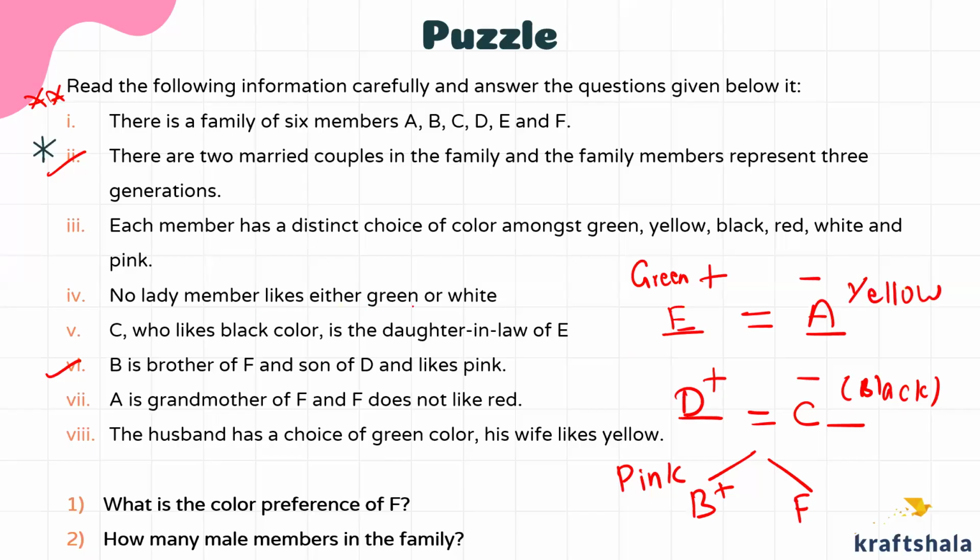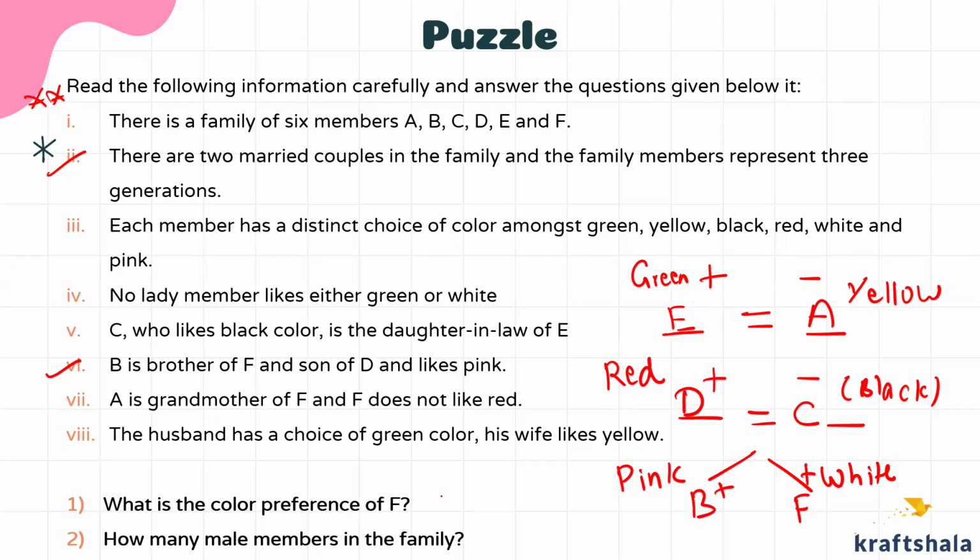Now, no lady member likes either green or white. So now 2 colors are left. One is white and one is red. Now, F does not like red, and this person is male. So if this person is male, this will definitely be red. And the only color left is white. So if F likes white, F must be a male as well, because it is clearly mentioned that no lady member likes white. So this must be male as well. So this is the entire diagram.